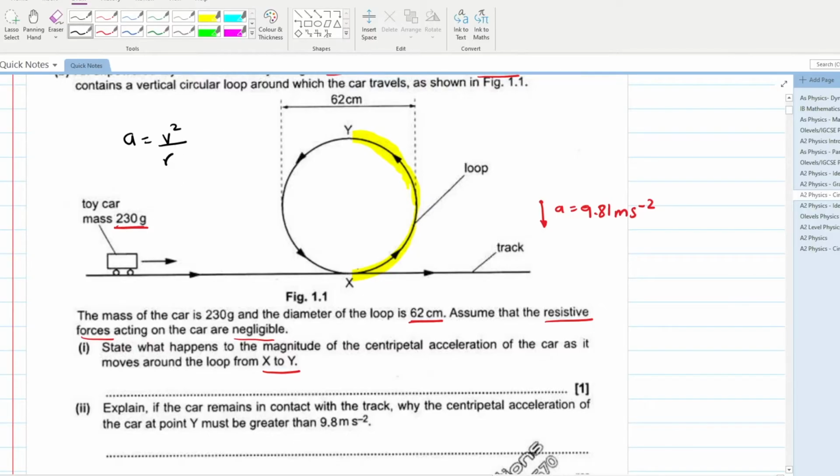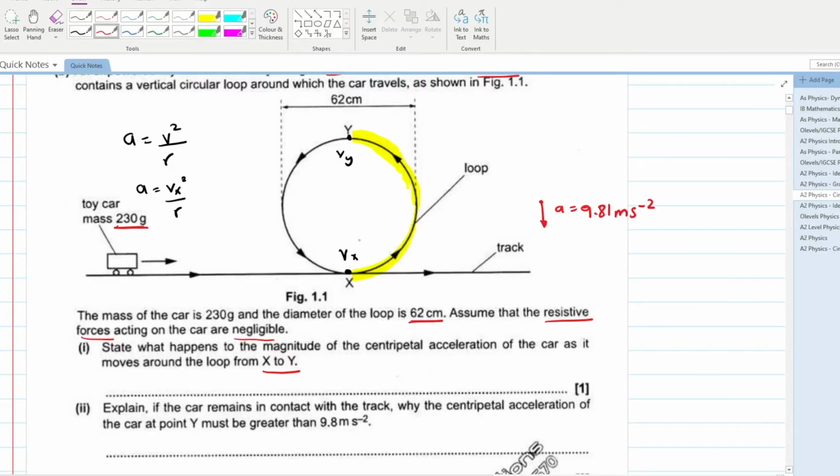Now at point x, let's say the velocity is vx. So the centripetal acceleration will be vx squared divided by r. Now let's assume the velocity at y is vy. What do you think, the velocity at vy will be smaller or larger than vx?